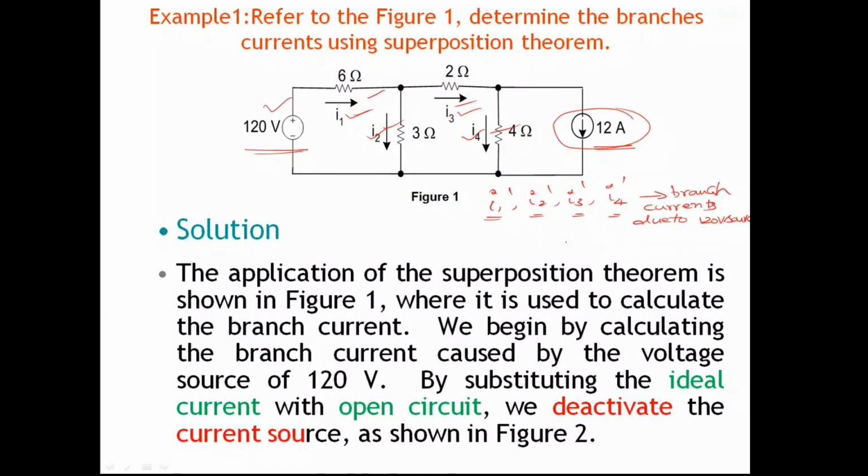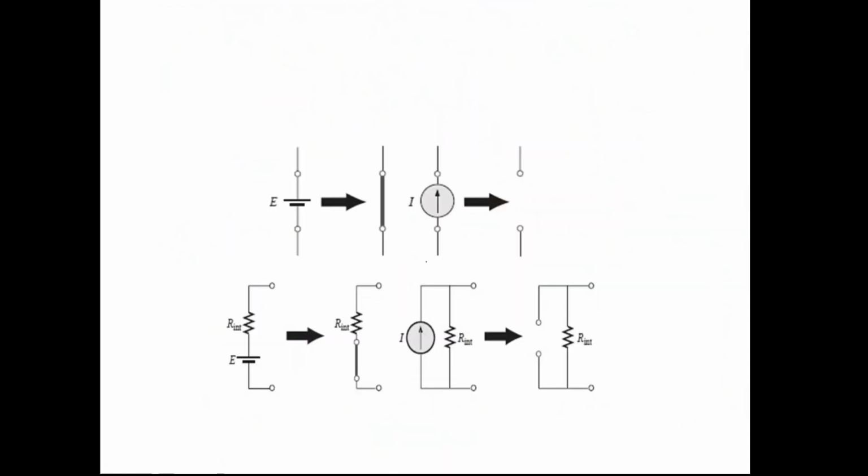Initially we keep the 120 volt source and deactivate the 12 ampere source. You may have a doubt about what is meant by deactivating the 12 ampere current source. Deactivating the current source means, look at this diagram, you have a current source here, and the current source is to be deactivated by using an open circuit. So current source deactivation means open circuiting this current source.